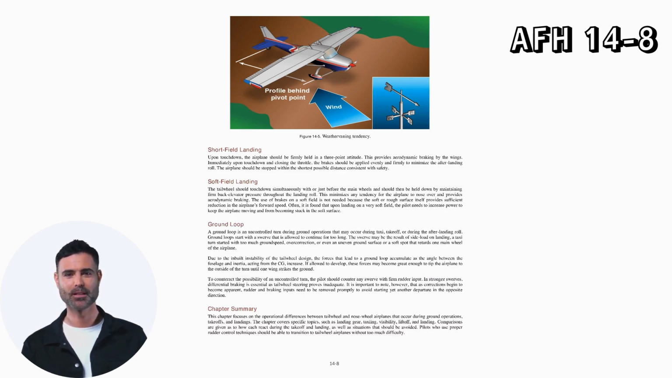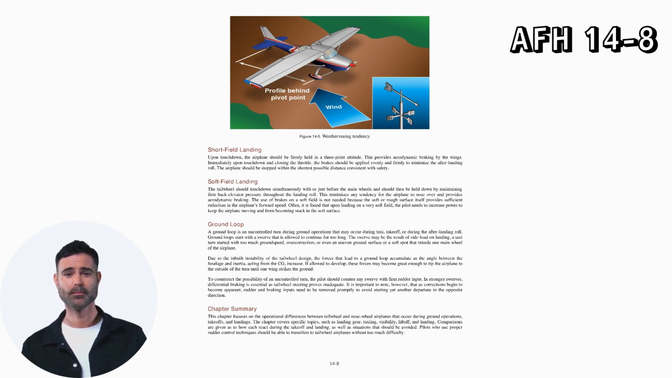Short field landing. Upon touchdown, the airplane should be firmly held in a three-point attitude. This provides aerodynamic braking by the wings. Immediately upon touchdown and closing the throttle, the brakes should be applied evenly and firmly to minimize the after-landing roll. The airplane should be stopped within the shortest possible distance consistent with safety.